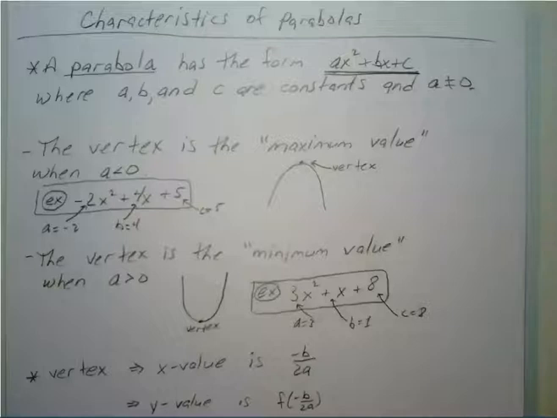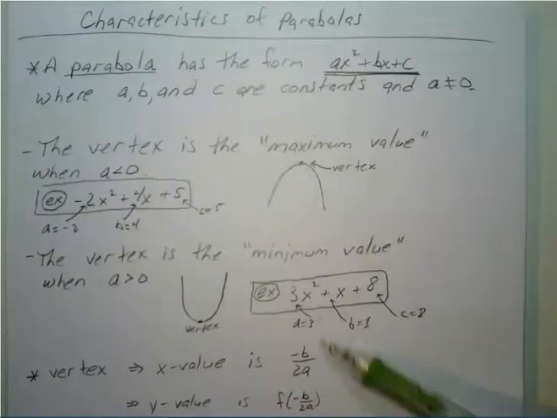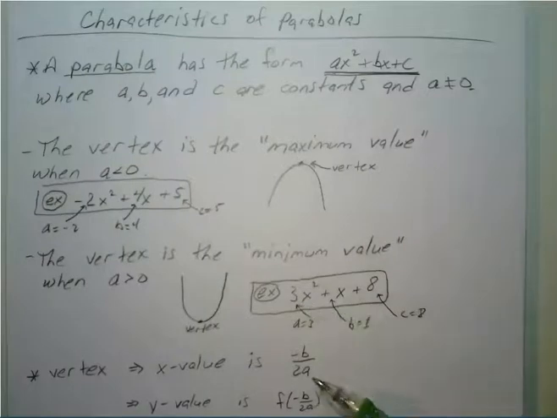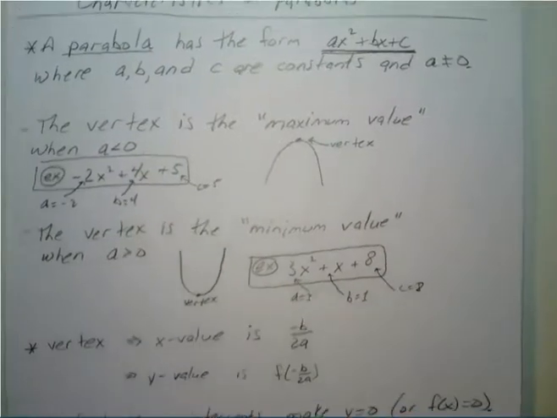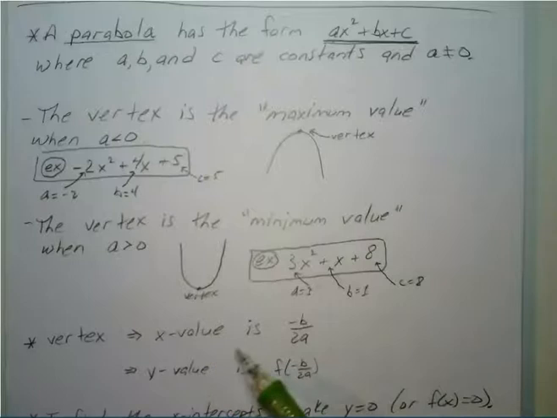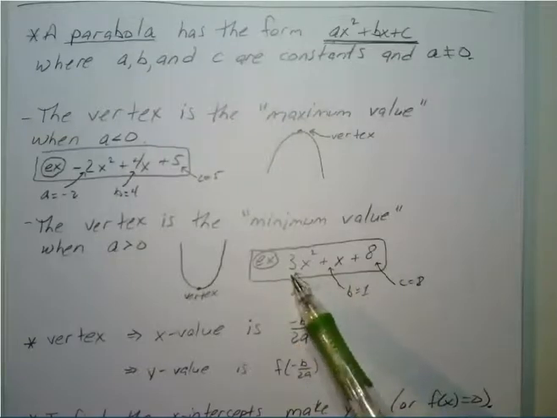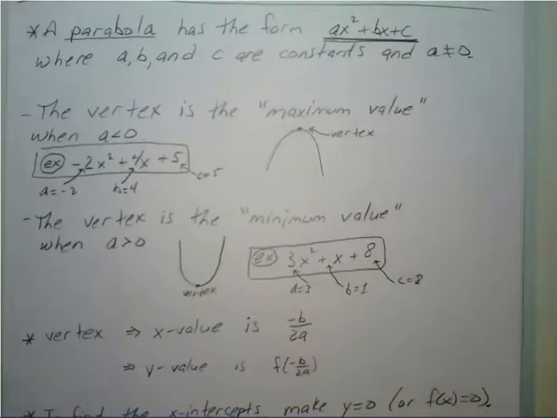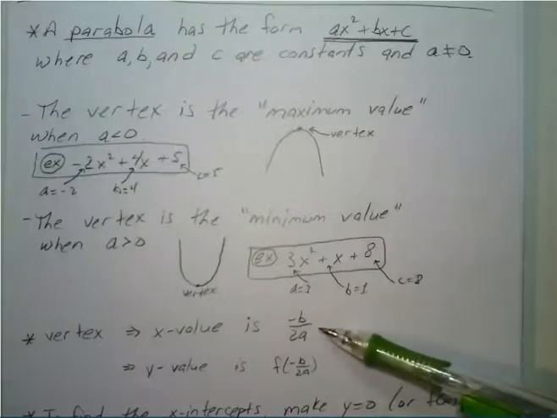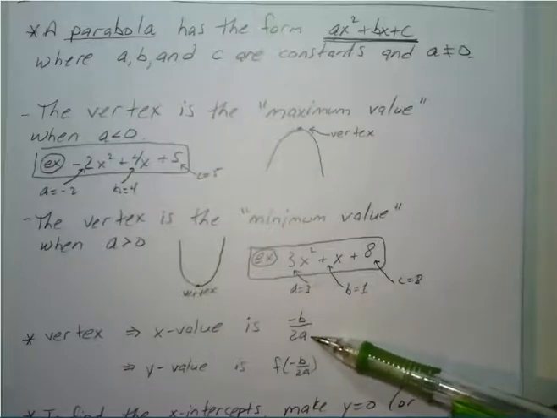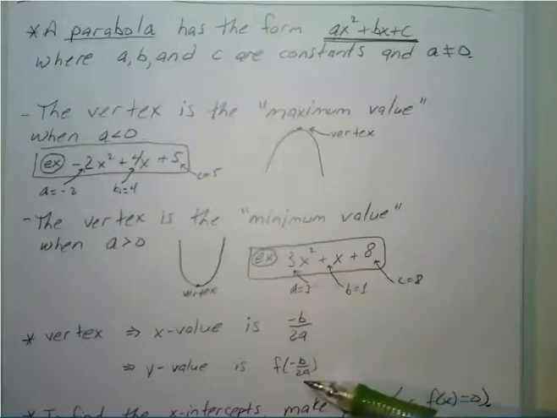Now to find the actual point of your vertex, all you have to do is plug your a and your b into these two equations. To find your x value, you take negative b divided by 2a. We'll do a few examples of those. To find your y value, you take your x value and plug that into your original equation.